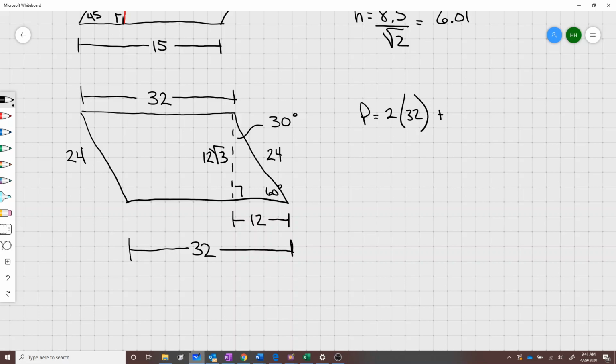And back to our perimeter, we would have 2 of the 32s, the top and the bottom, plus 2 of the 24s. So 2 times 32 is 64, plus 2 of the 24s, which is 48. Our perimeter is going to be equal to 64 plus 48, which is 112.